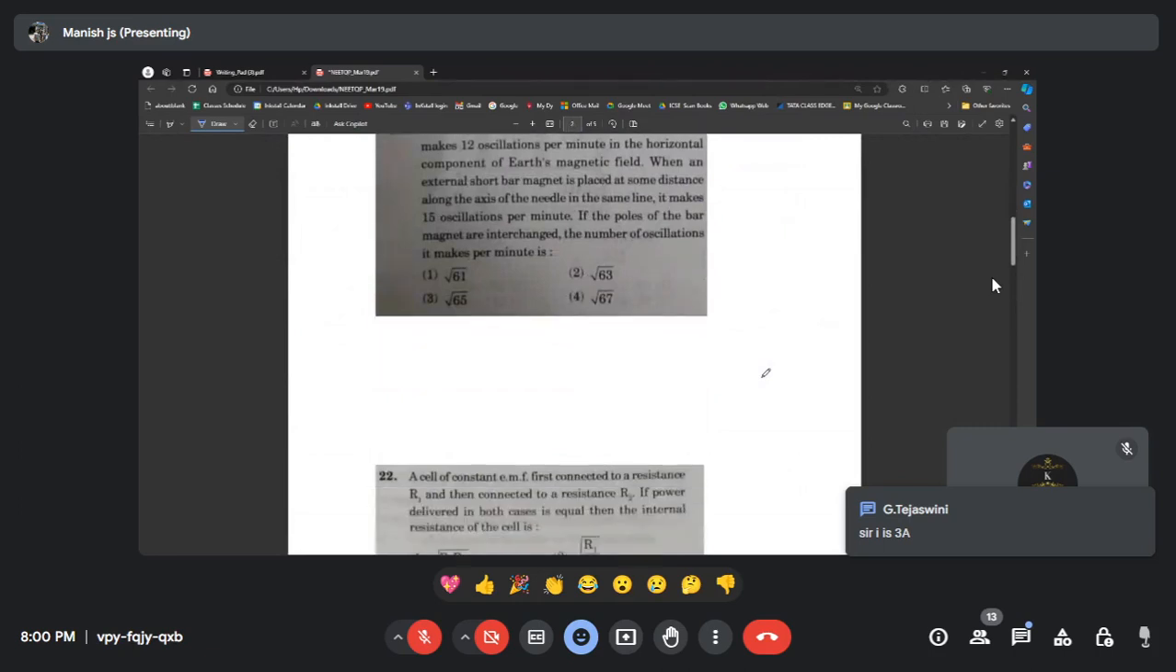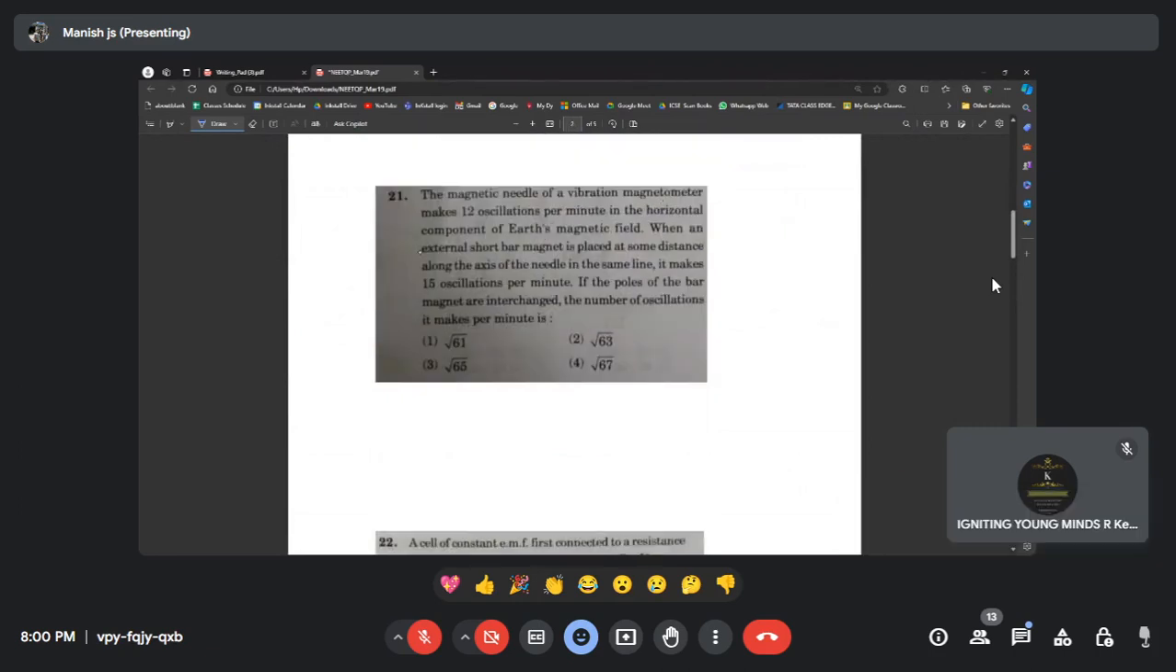Okay. So question number 21 is a different question. So let us look at it. The magnetic needle of a vibration magnetometer makes 12 oscillations per minute. So they have given you the number of oscillations per minute. So they have told that it is 12 oscillations per minute. Okay, so that data is given here. In the horizontal component of Earth's magnetic field. Okay, so they are telling it's horizontal.